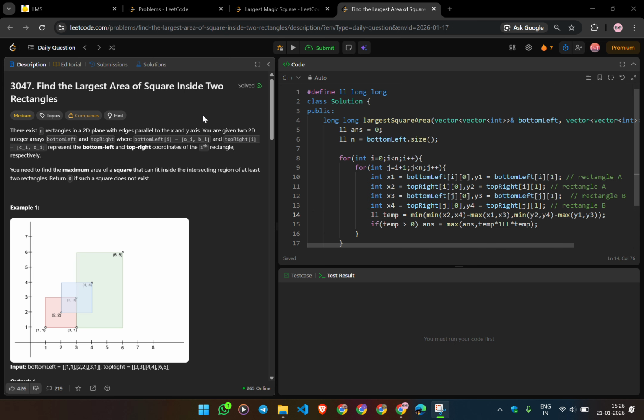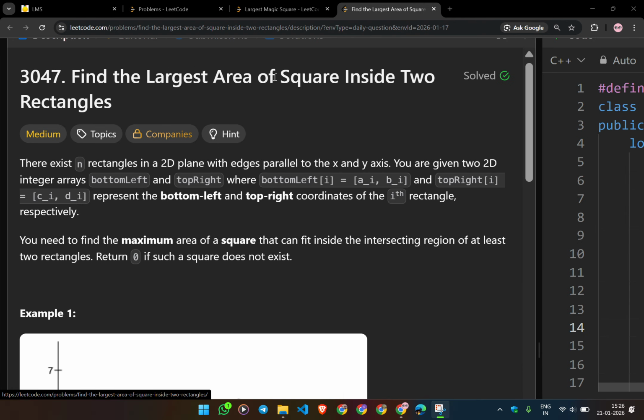Hello guys, today we will see the Leetcode problem number 3047: Find the largest area of square inside two rectangles. Now there exist n rectangles in a 2D plane with edges parallel to the x and y axis.